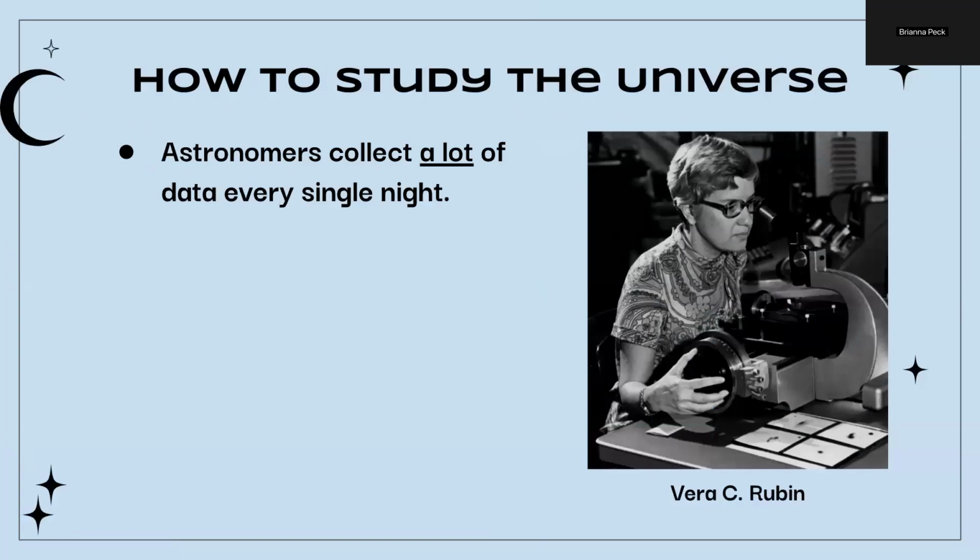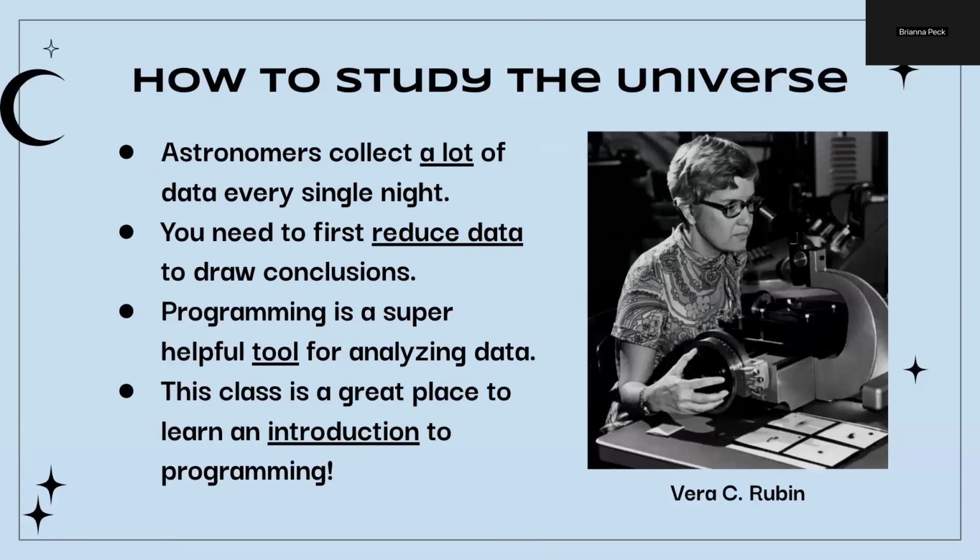Okay, so just a couple more pieces of information. You don't have to read the slide, but this is Vera C. Rubin. This is the woman that the observatory is named after. She did a lot of work with dark matter. If you have questions about her, we can talk about it. But yeah, so programming is a super, super useful tool for astronomy, in addition to the physics classes you're taking and the calculus and everything.